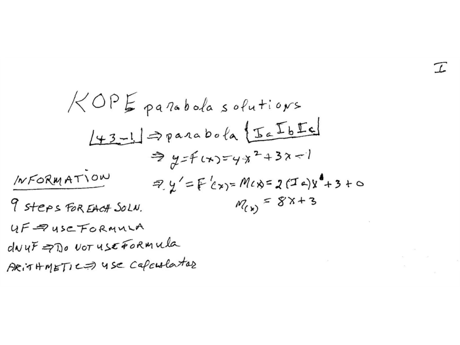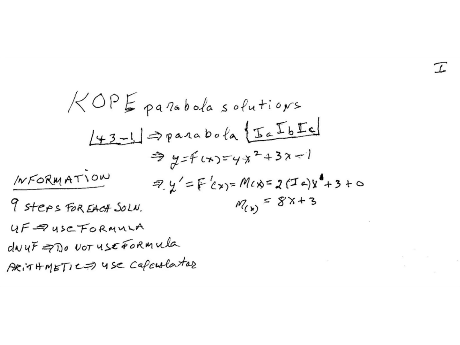This is KOPE, K-O-P-E, Parabola Solutions. And the parabola we're working with is 4, 3, minus 1, which is the I sub A, I sub B, and I sub C. And the equation is y equals f of x equals 4x squared plus 3x minus 1. There are 6,498 plus 1 solutions.